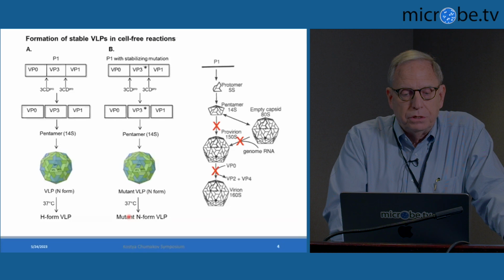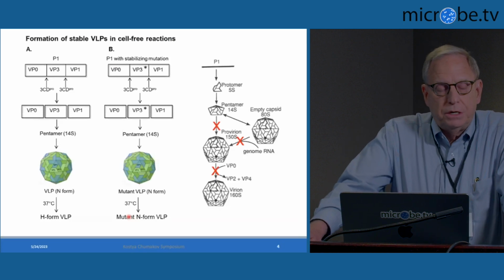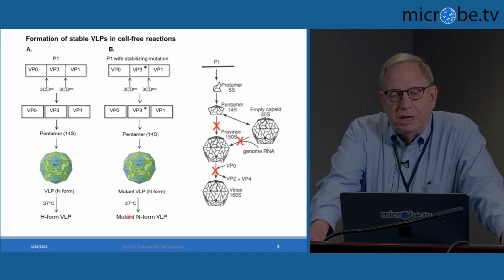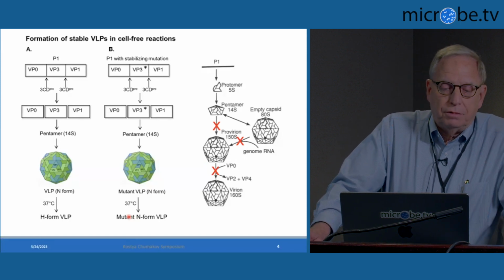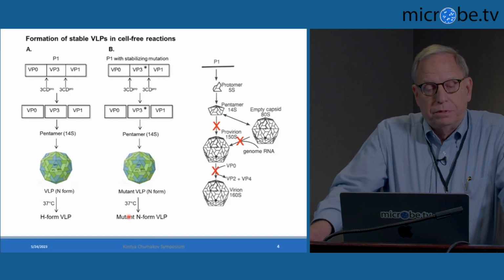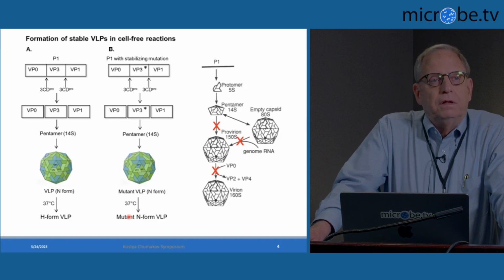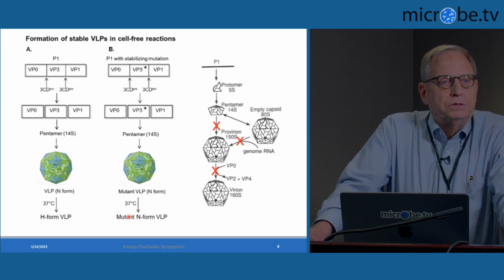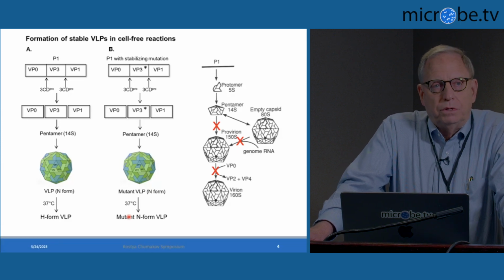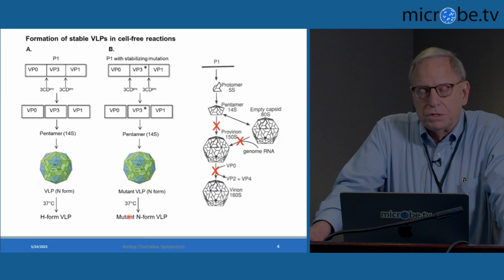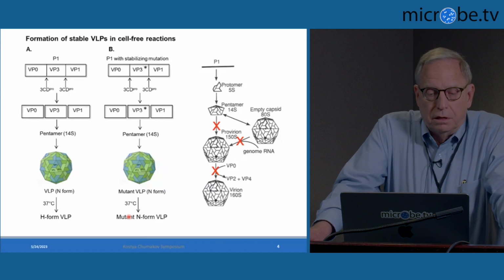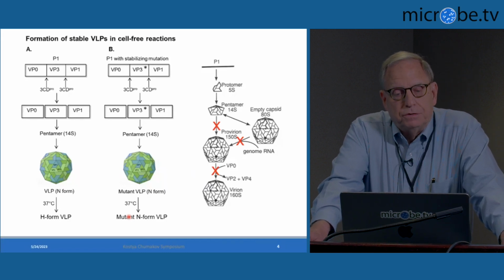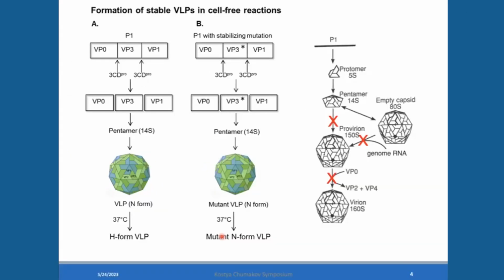So then the question was, what would be the strategy for making stabilized VLPs? The problem comes up in that we knew for a long, long time that you get empty capsids in poliovirus infected cells, but those empty capsids aren't stable at physiological temperatures. So that really wouldn't be much use in terms of making those empty capsids for vaccine purposes.